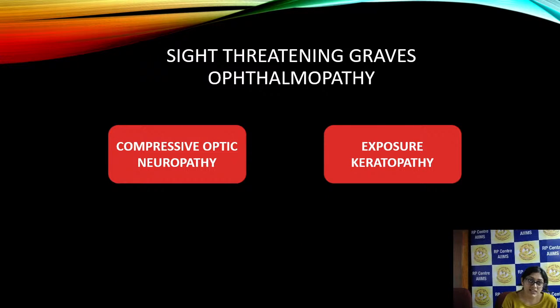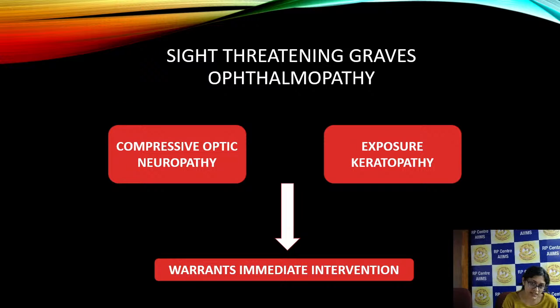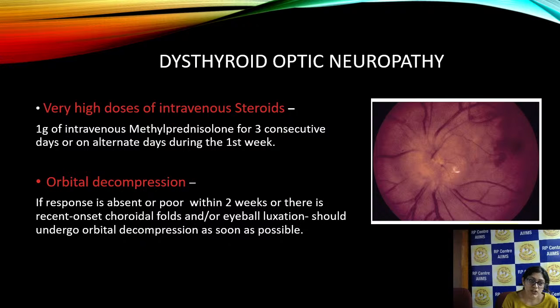Lastly, we have the sight-threatening Graves' ophthalmopathy. 2 main components are there: compressive optic neuropathy or an exposure keratopathy. These warrant immediate intervention. In this thyroid optic neuropathy, as we have discussed before, we can have an optic disc edema along with peripapillary hemorrhages. We treat with a very high dose of intravenous steroids. 1 gram is given for 3 consecutive days or on alternate days. If this does not work, we can go for an orbital decompression, especially if there is a recent onset of choroidal folds or an eyeball luxation.